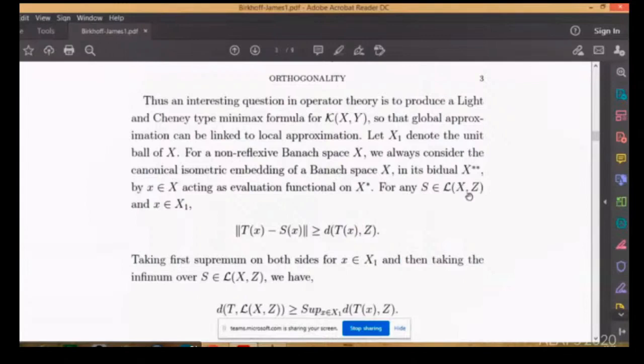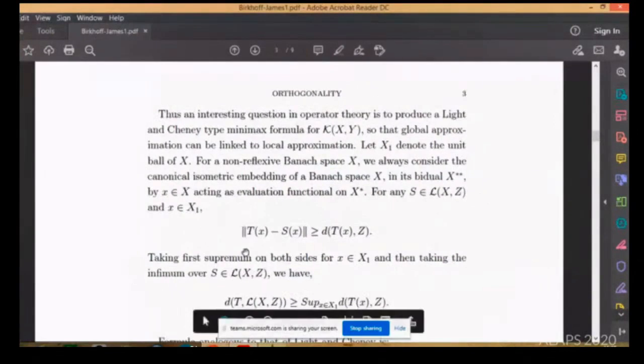And so I have realized that one of the things you would like to do is to really ask if such a minimax formula can be formulated and proved in some special cases, in the case of spaces of operators and generally compact operators. So this is what we would do.